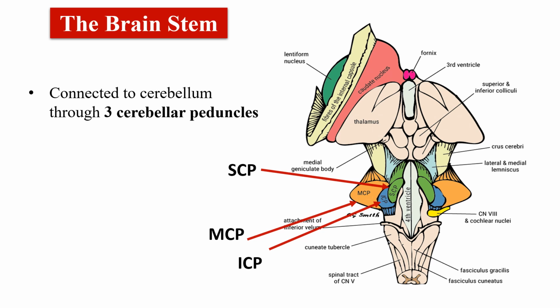The first peduncle is called SCP, an abbreviation for superior cerebellar peduncle. The second peduncle is called MCP, an abbreviation for middle cerebellar peduncle. And the last one is called ICP, which stands for inferior cerebellar peduncle.